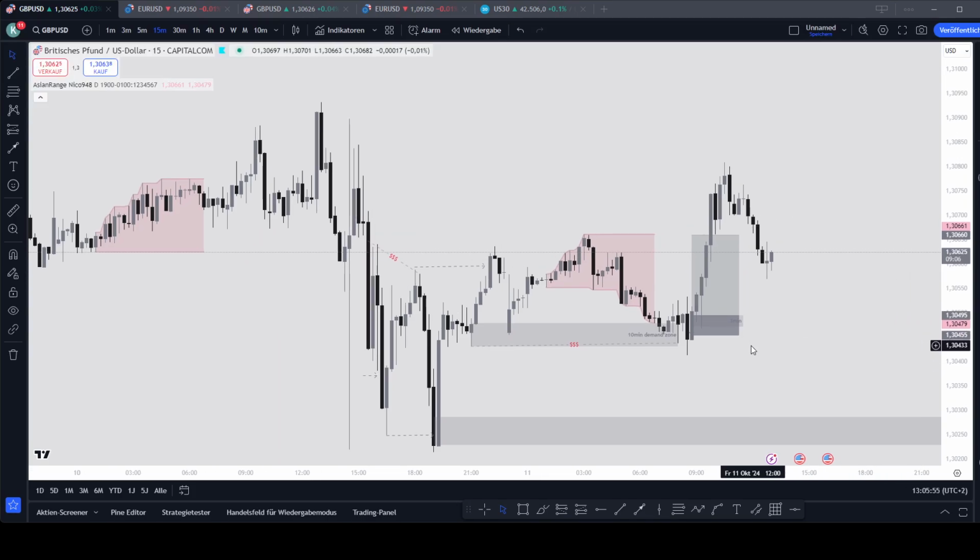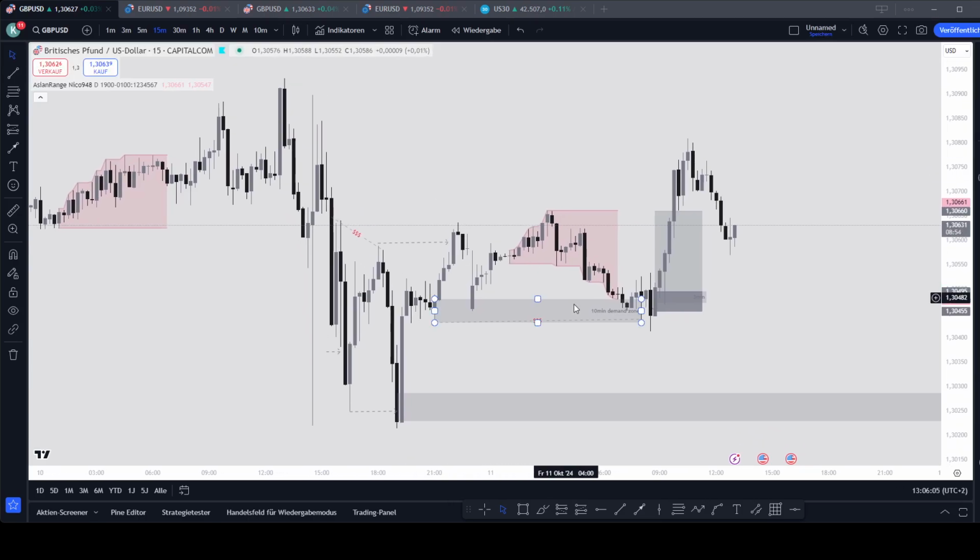So, guys, today is Friday, the 11th of October 2024. This trade was taken after the CPI release of yesterday, Thursday, the 10th of October, guys. So, this was liquidity created and swept.